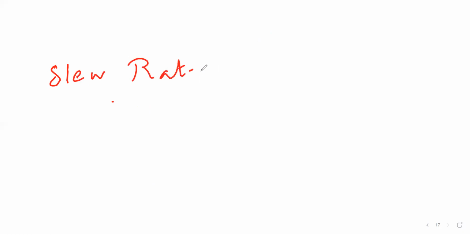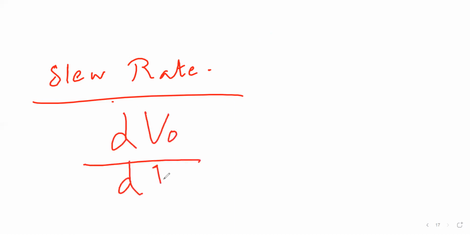Slew rate. First thing is, if I just tell you the definition, we cannot learn. So dV0/dt. What is V0? Output voltage. Correct, output voltage per time. In our class 12th, we learned in one chapter, application of derivatives, the rate of change of something. So we use differentiation. Now this is the rate of change of output voltage with respect to time.